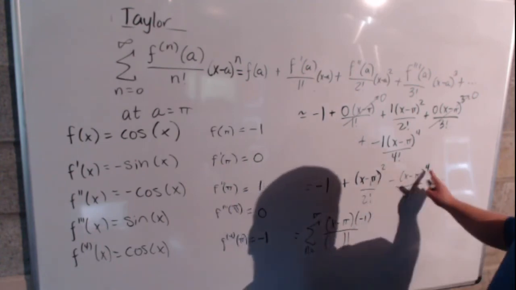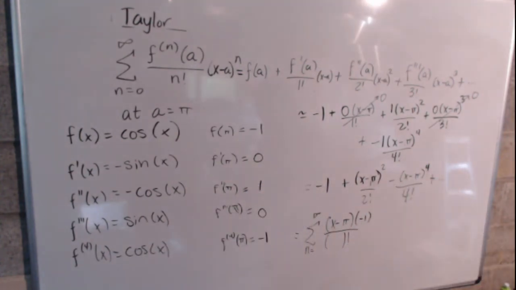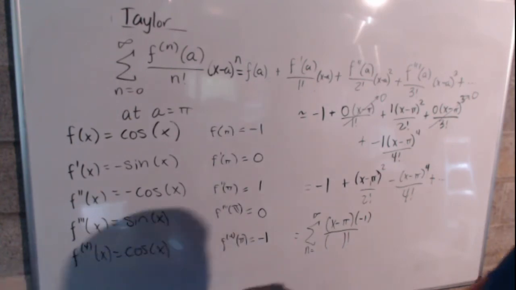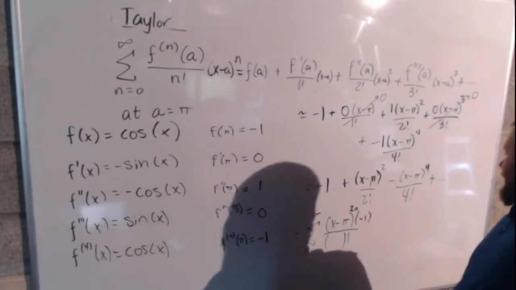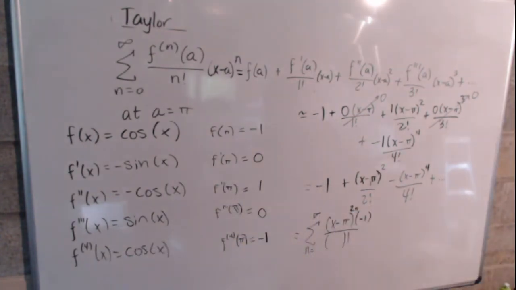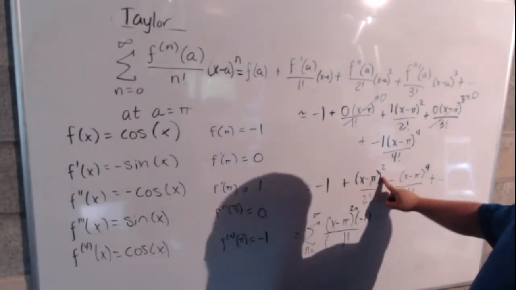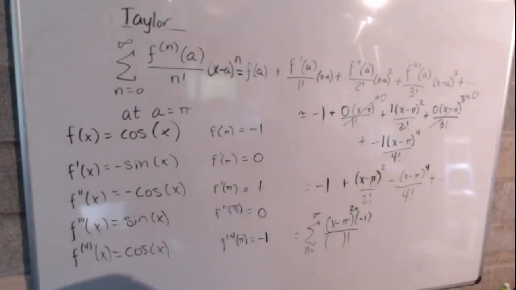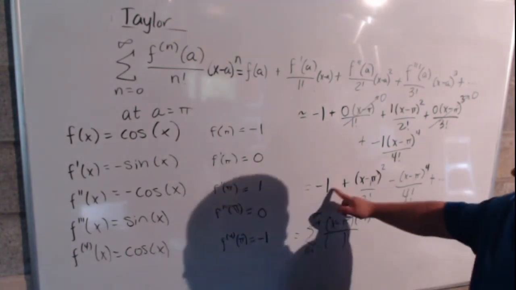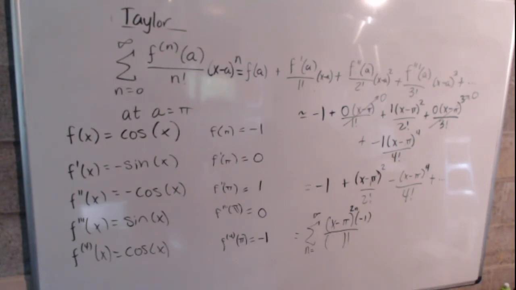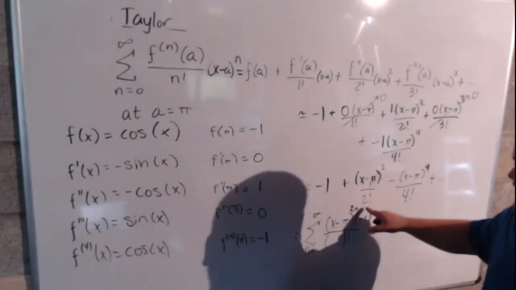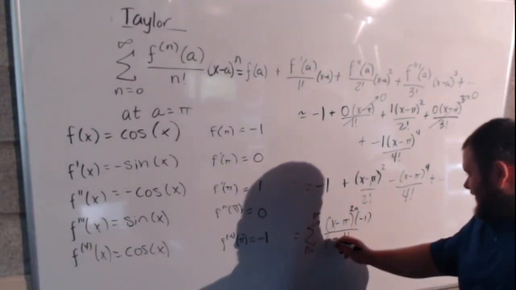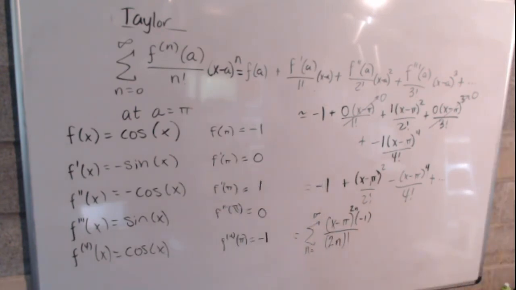Notice the powers are all even. They're 0, 2, and 4. An even number is represented by 2n. So x minus pi to the 2n will give you 0, x minus pi squared, and x minus pi to the 4th. Sorry, I should have said 1 here. It's x minus pi to the 0, which is 1. The bottom is also 0 factorial, 2 factorial, 4 factorial, so it is 2n factorial.